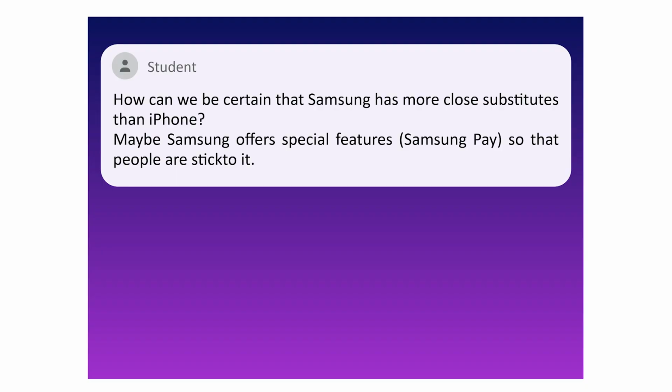Okay, so how can we be certain that Samsung has more close substitutes than iPhone? Maybe Samsung offers special features like Samsung Pay so that people stick to it. Yes, this is an empirical question. But the facts are the iPhone has Apple Pay and it's even more special than Samsung Pay. So at least in terms of this dimension, both of them offer special features. And actually, I think more stores accept Apple Pay than Samsung Pay. So this is an empirical question. You look at the real world, find the data, and figure it out.